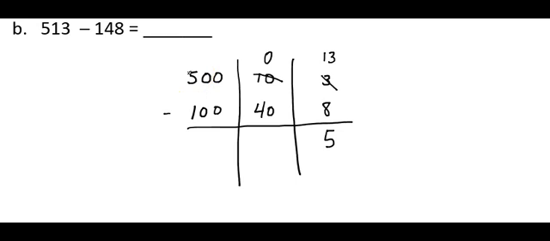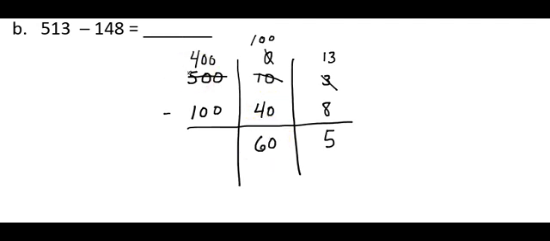In my tens column, I need to subtract 40, but I don't have any tens. So I'm going to take 100 away from my 500. That leaves 400. Now take that 100 and put it into my tens column because it's the same thing as 10 groups of 10. Now I can subtract. 100 minus 40 is 60.